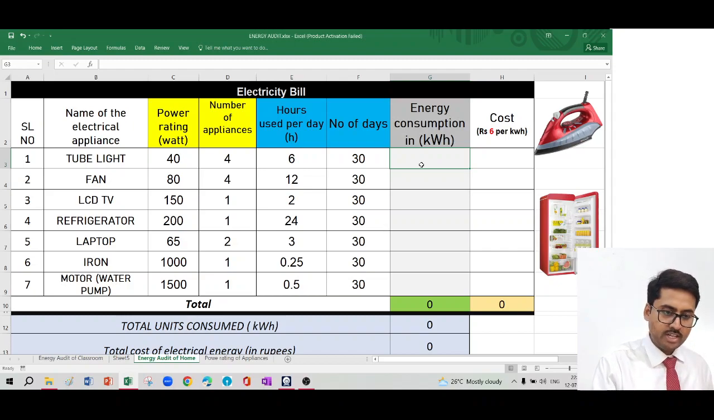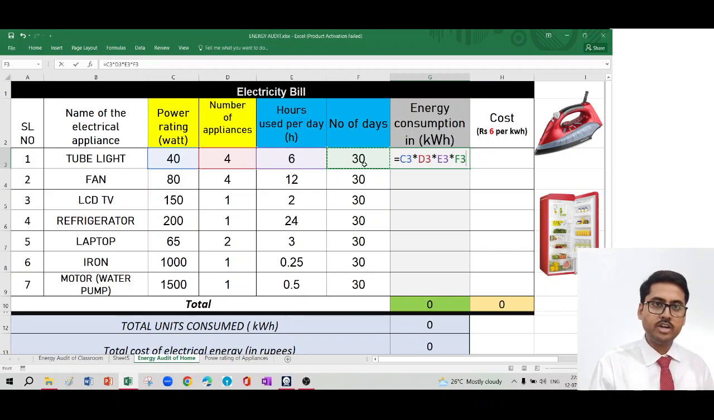Now in order to find the energy, we need to multiply power into time. So the power over here is 40. So I'll write here C3 multiplied by D3, these two are power, and then we have to multiply the 2 in the blue, that is the time. So I'll multiply over here E3, that is 6 hours, multiplied by number of days. So this is power into time.